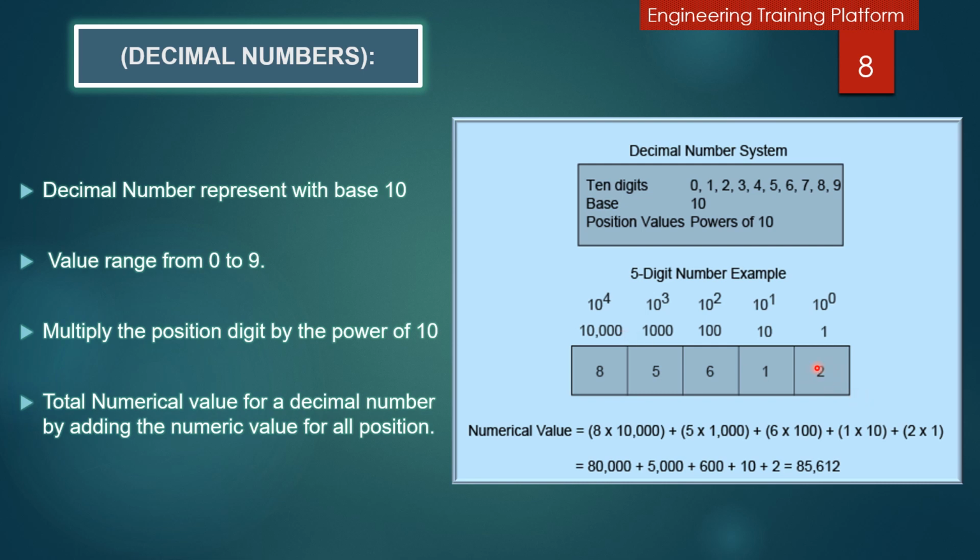This is the least significant bit and this is the most significant bit. The most significant bit starts from the left side. To find the numerical value, we have to add all of these values. For example, the number 85,612: first, we multiply 8 by 10,000, then add 5 multiplied by 1000, and continue similarly. Finally, you will find the value 85,612.